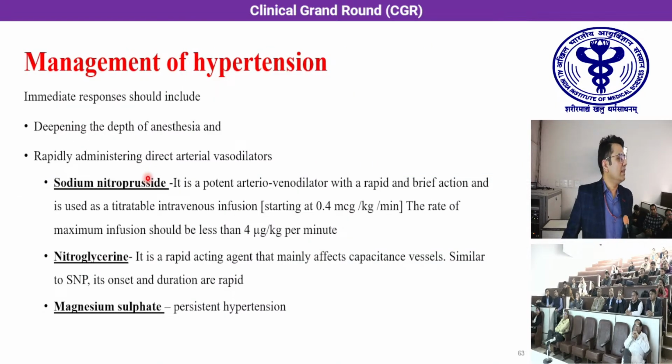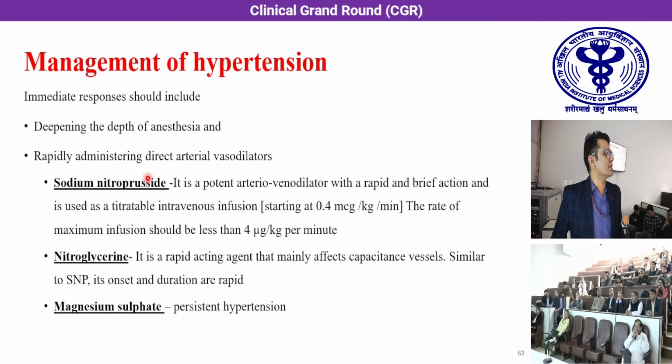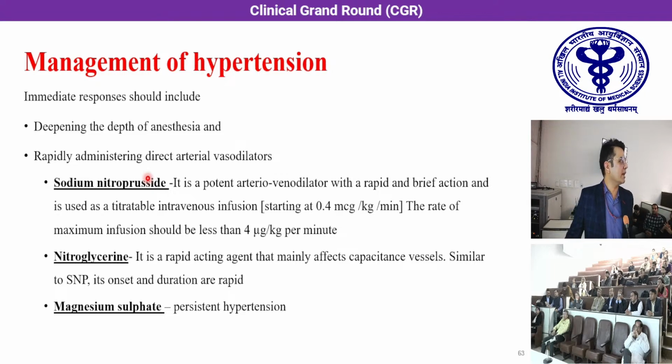So what to do when there is a hypertensive crisis? The first thing that an anesthetist needs to do is ensure that the patient is in a good plane of anesthesia, or a deeper plane of anesthesia. Once that is ensured, you would be titrating your antihypertensive agents. Now, these antihypertensive agents have to act quickly. So you would use something that acts rapidly and has a short duration of action.